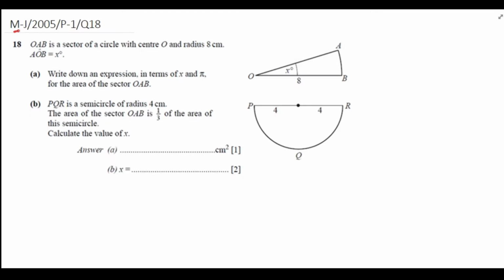Next question is May-June 2005, paper 1, question number 18. OAB is a sector of a circle with center O and radius 8 cm. Angle AOB is equal to x degrees. Part A, write down an expression in terms of x and pi for the area of the sector OAB.